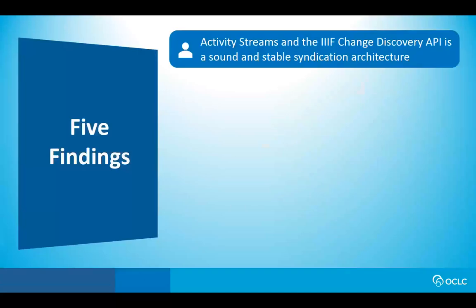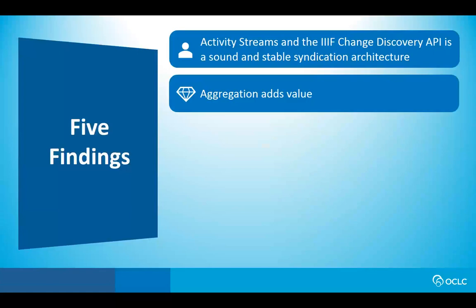So what did we learn from this? We did learn that activity streams and the Change Discovery API works. We were able to build all this. It really wasn't that hard. It didn't take that much time to do this. And we were able to process through 13 million records in a reasonable amount of time. Aggregation definitely adds value. There's so much more value we know we can add in the future, but we already were starting to see these patterns, see ways to improve metadata in a bulk way pretty quickly.